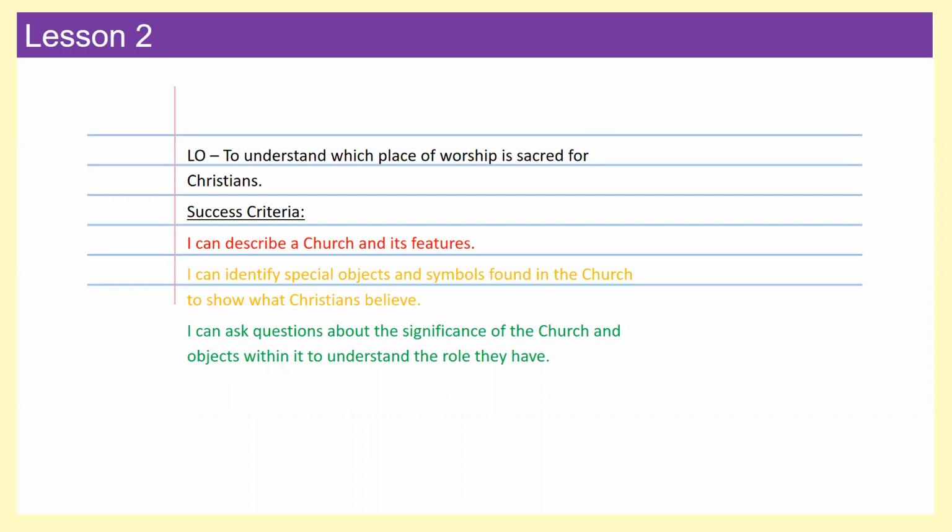So today our learning objective is to understand which places of worship are sacred for Christians. The success criteria for today's lesson: first, you can describe a church and its features. Secondly, you'll be able to identify special objects and symbols found in a church, which show what Christians believe. And also you're going to ask questions about the significance of the church and the objects and the role that they have within it.